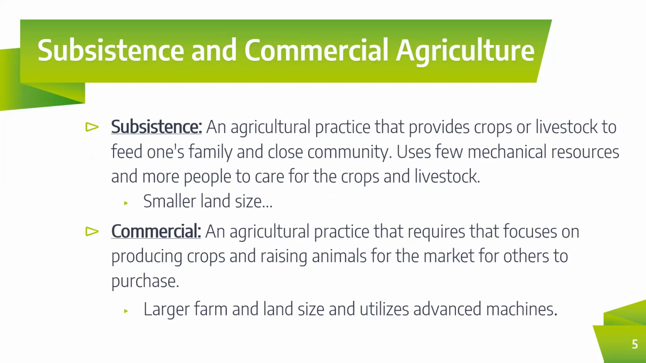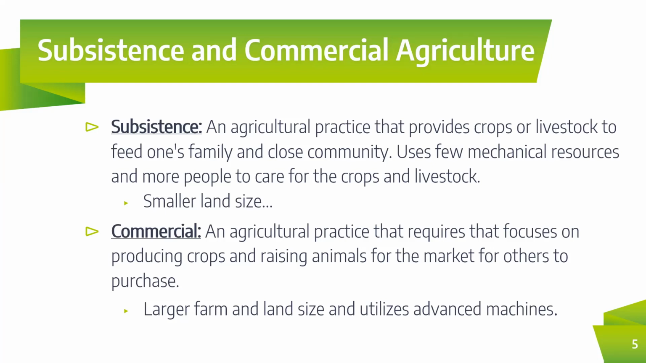So subsistence agriculture, right? That's an agricultural practice that provides crops or livestock to feed one's family, close community. With subsistence agriculture, we're looking at farmers that use few mechanical resources. There's going to be more people who are going to work, right? Take care of the crops and the livestock. The land size isn't going to be as large. We're looking at like 1 to 5 acres.